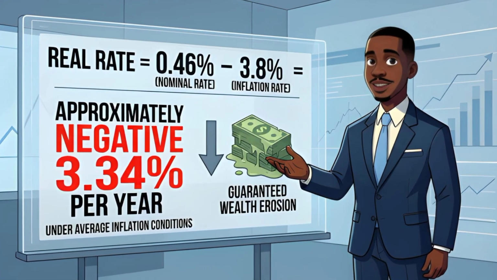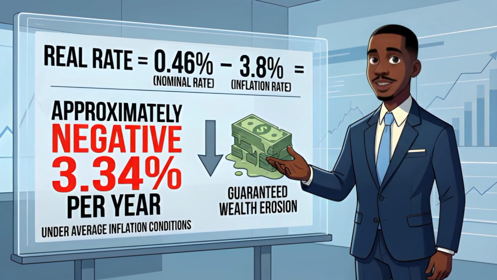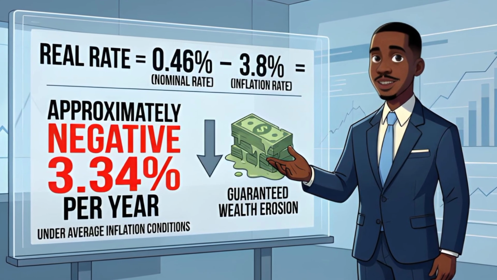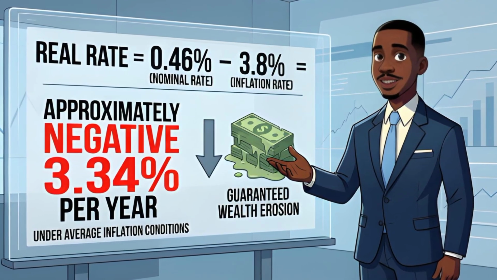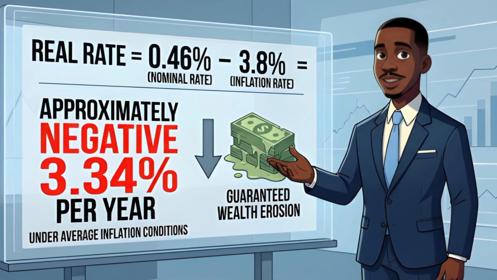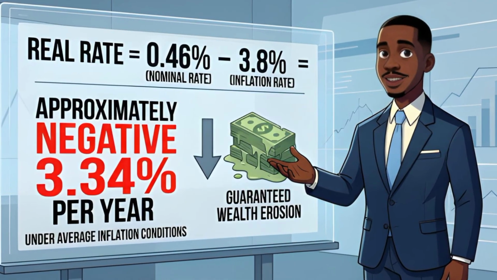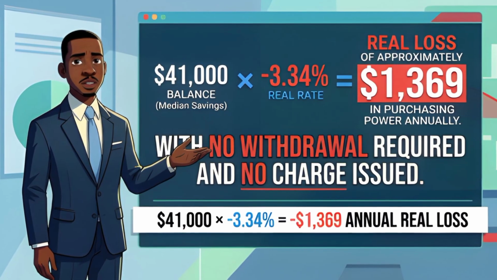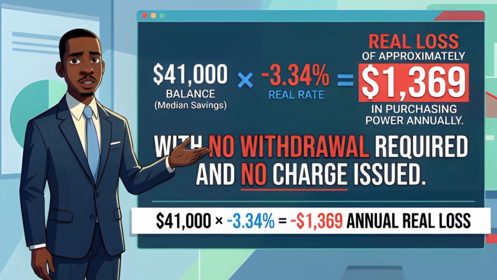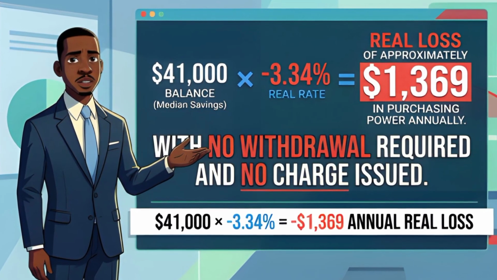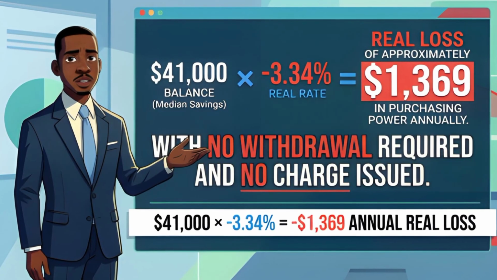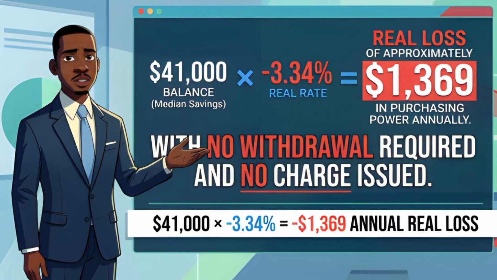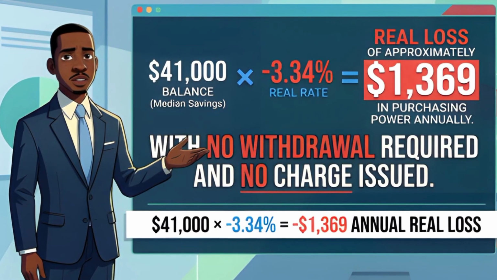The resulting real rate of return on a standard savings account under average inflation conditions is approximately negative 3.34% per year. Applied to a $41,000 balance, that represents a real loss of approximately $1,369 in purchasing power annually, with no withdrawal required and no charge issued.